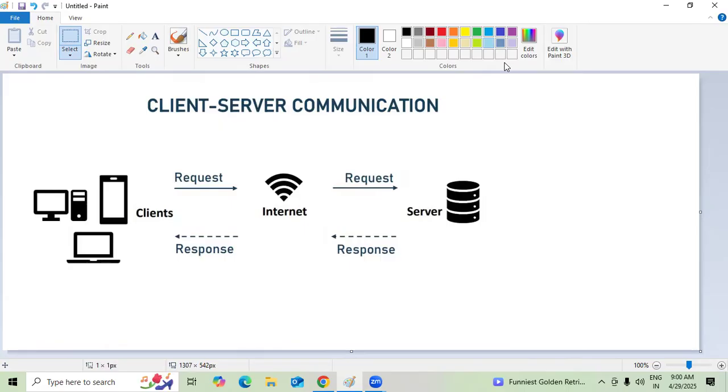So are these the same? Are web services and APIs the same? If yes, in what way? If no, what is the difference? That part I'm going to discuss in the next session.